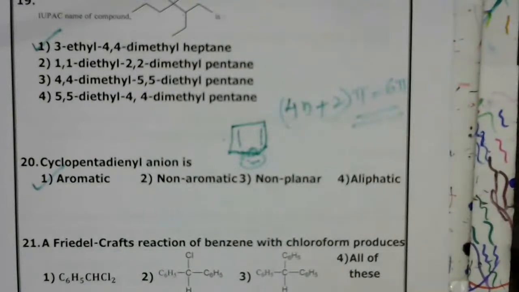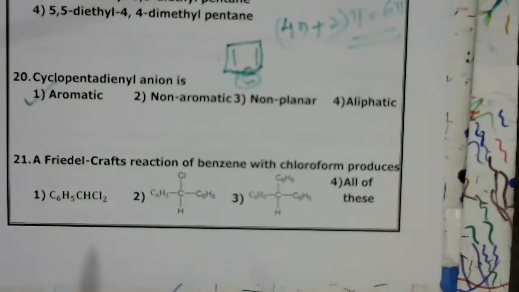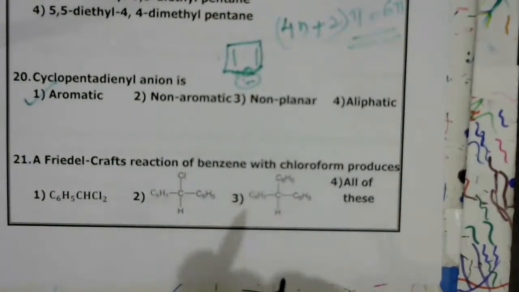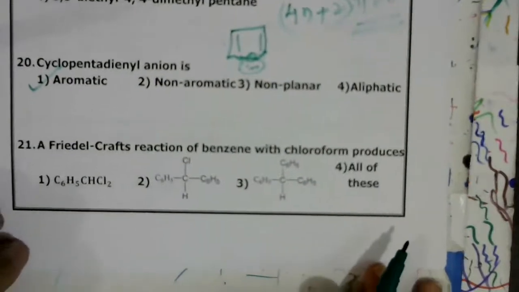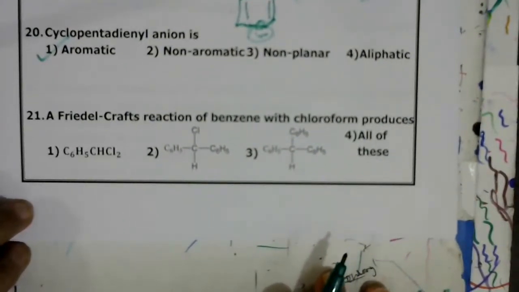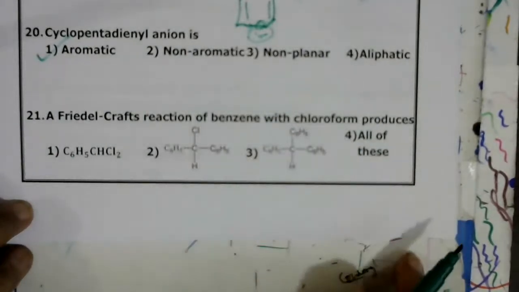Nature is aromatic. Next question. Question number 21. A Friedel-Crafts reaction of benzene with chloroform. Have you remembered? Yes, 6 pi electron. It is correct. Whoever have answered, correct. So here, a Friedel-Crafts reaction of benzene with chloroform.